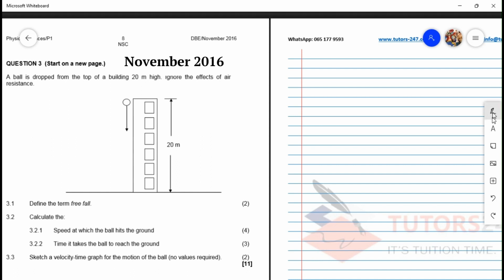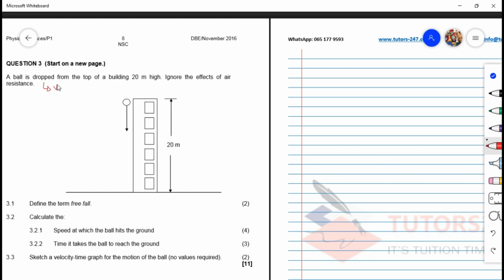So, because we know that the object, or more specifically, the ball, was dropped, we therefore know that the velocity of this object when it was dropped is 0 meters per second. It is important to note that whenever an object is dropped or released, it has a velocity of 0 meters per second. If it is projected or thrown, then it has a velocity.